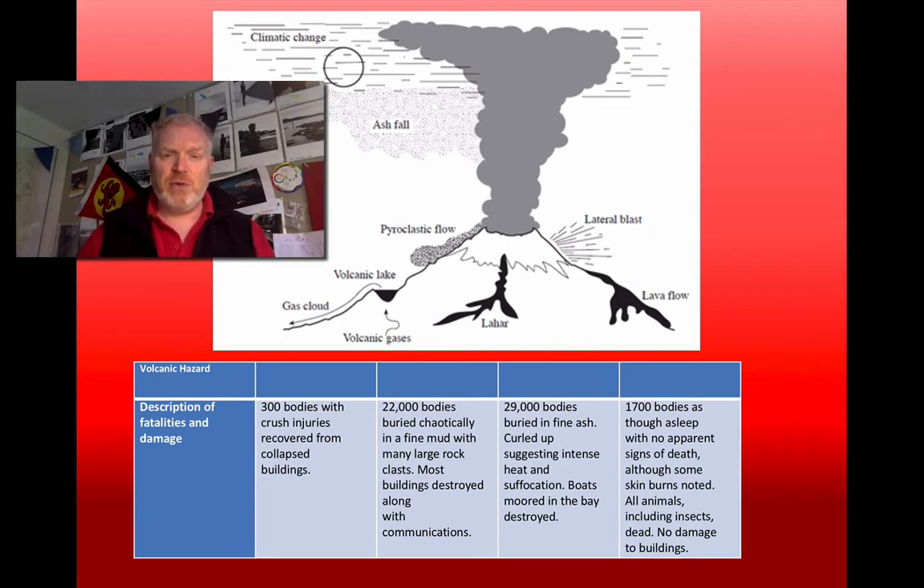So, first of all, 300 bodies with crush injuries from collapsed buildings. The hazard that's going to cause buildings to collapse will be ash. If we get a large number of bodies buried chaotically in fine mud, with large rock clasts, buildings destroyed, communications destroyed, that's going to be a lahar, these volcanic mud flows.